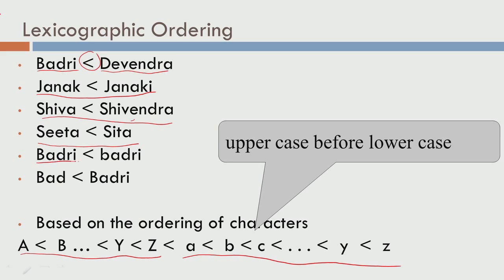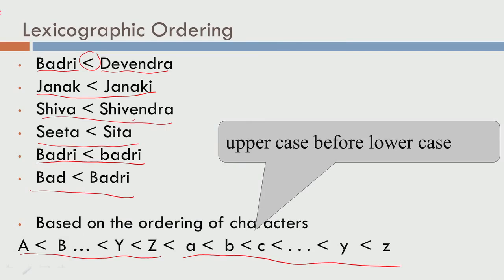Because of that, if I look at this example, capital B Badri is less than lowercase b Badri. In dictionaries you do not really make a distinction between uppercase and lowercase, but in programming, strings can be different. So, lowercase could be different from uppercase. We have to be careful about that.